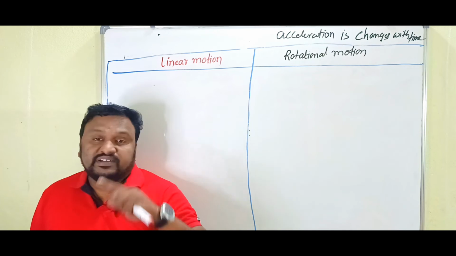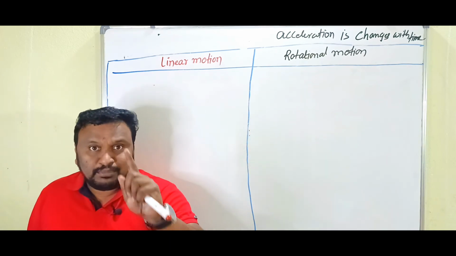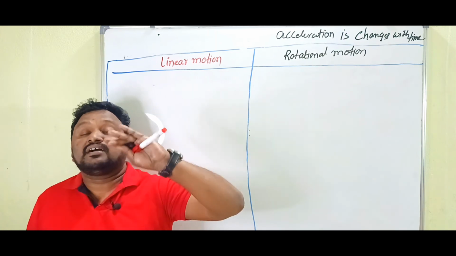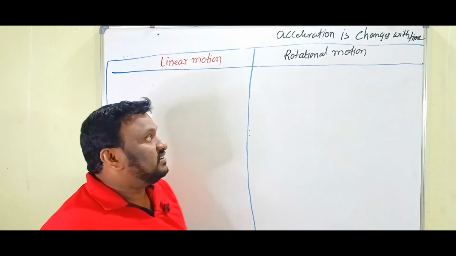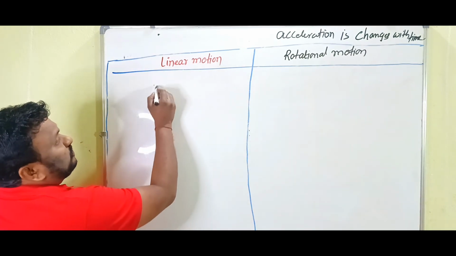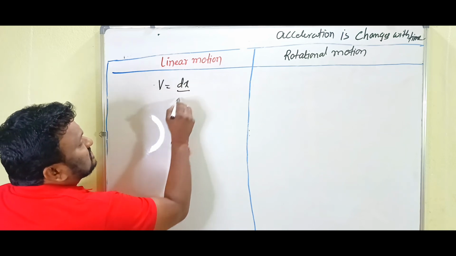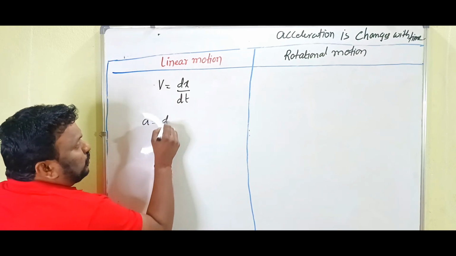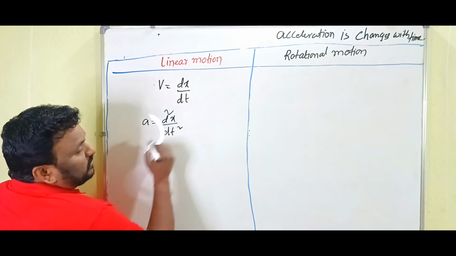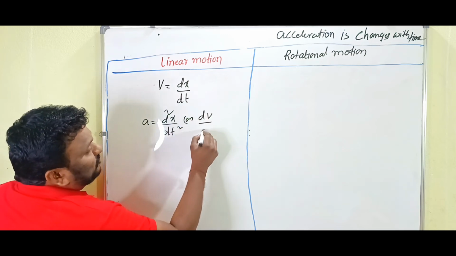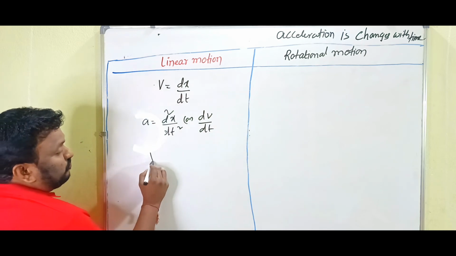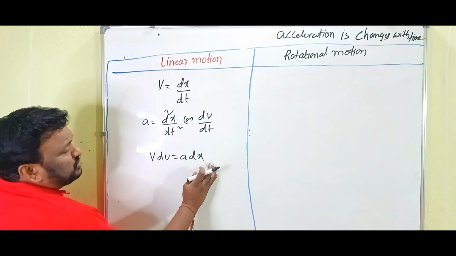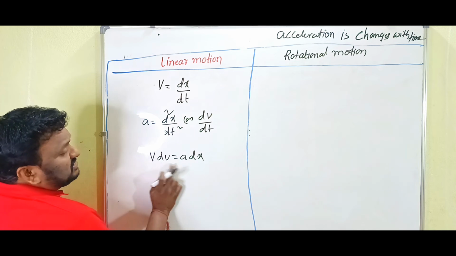Children, already we discussed that equations of motion are applicable only when the body is moving with constant acceleration. If the body is not moving with constant acceleration, then what happens? Let's see here. In this case we will write v is equal to dx by dt, the rate of change of displacement gives velocity. In the same manner a is equal to d square x by dt square, or dv by dt. And next one is v dv is equal to a dx. These we can use in case of competitive exams only.